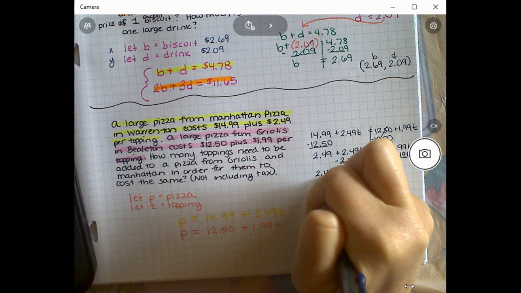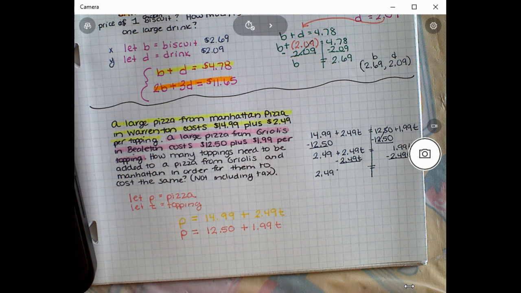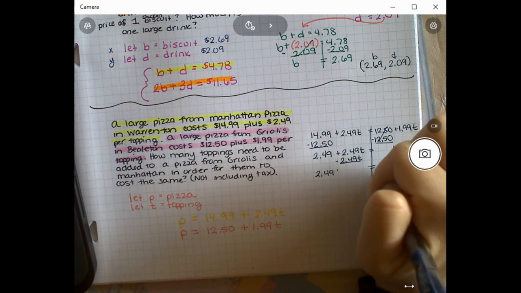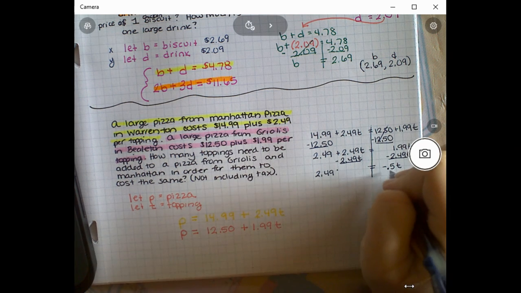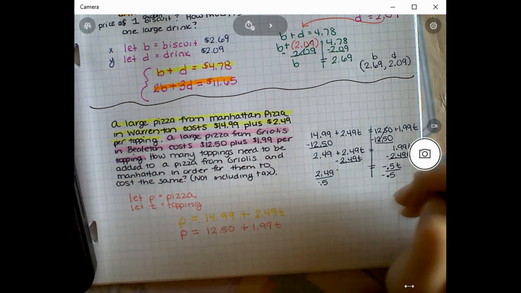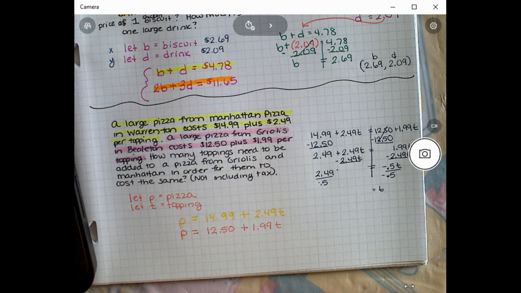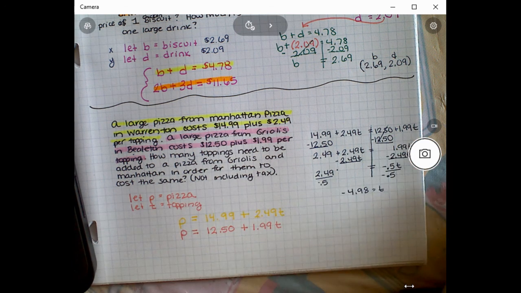So we have $2.49 equals, let's see, $1.99 minus $2.49, negative 0.5t. And then we're going to divide by negative 0.5. So t equals $2.49 divided by negative 0.5, which is negative 4.98. And we're going to have to think about what that means in a few minutes.